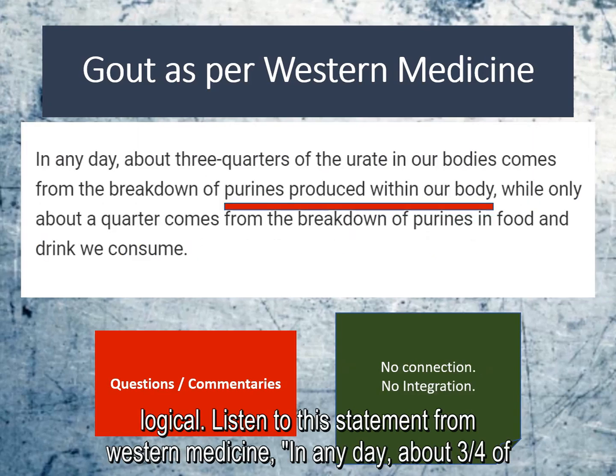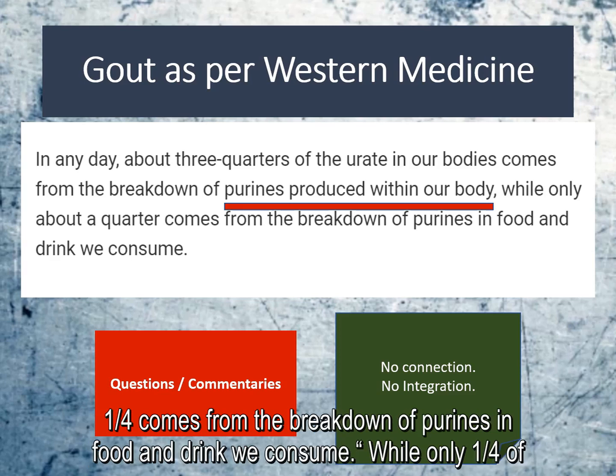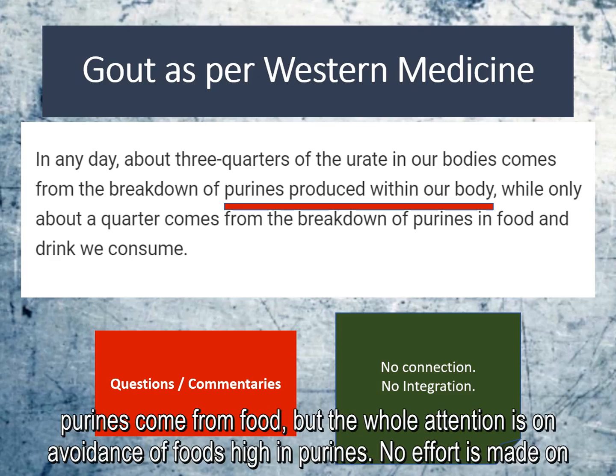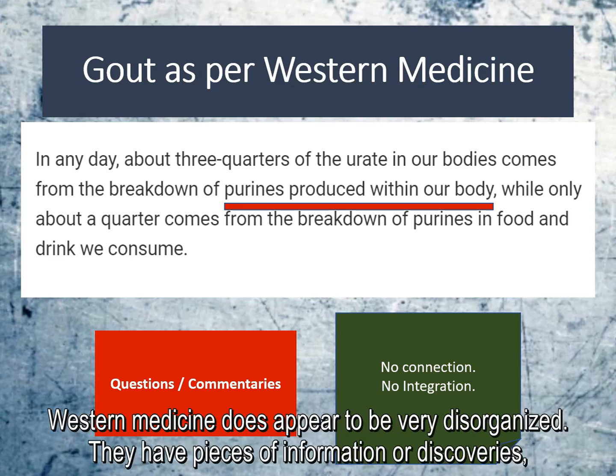Listen to this statement from Western medicine. On any day, about 3/4 of the urate in our bodies comes from the breakdown of purine produced within our body, while only about 1/4 comes from the breakdown of purine in food and drink we consume. While only 1/4 of purine comes from food, the whole attention is on avoidance of food high in purine. No effort is made on how the body produces excessive purine as one of the major contributing causes to the gout problem. Western medicine does appear to be very disorganized.